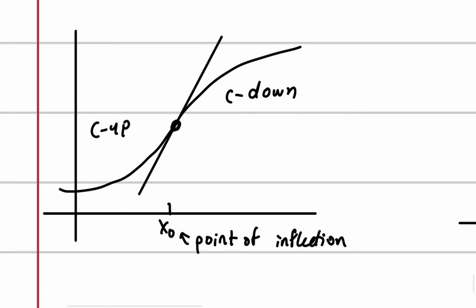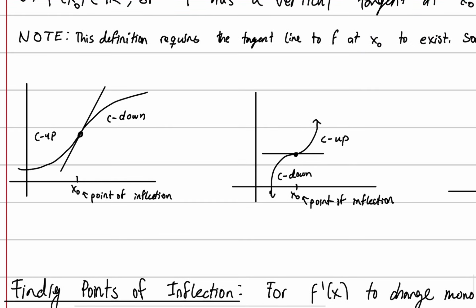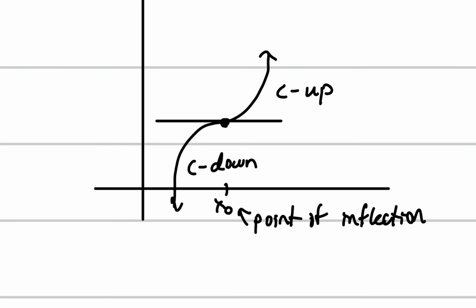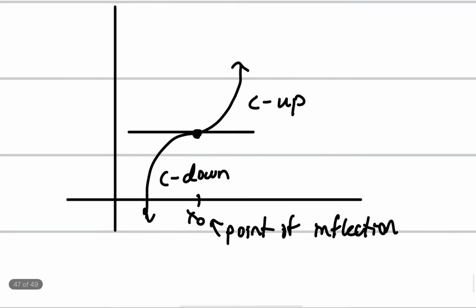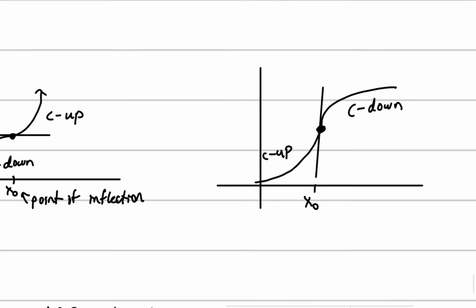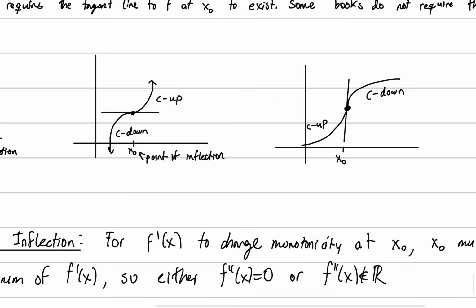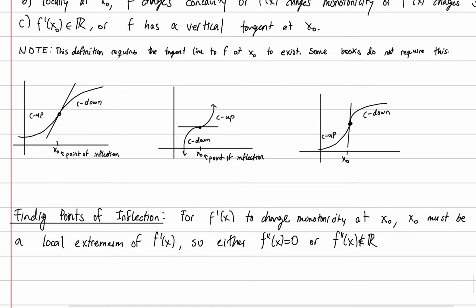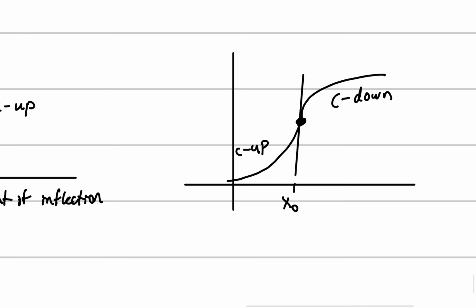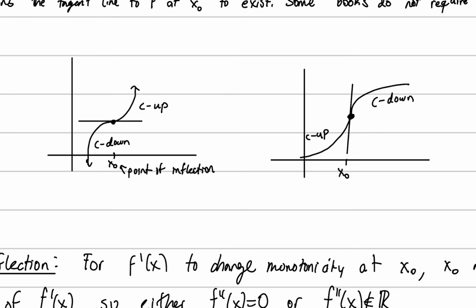So let's look at some points of inflection. X naught here, point of inflection, changes concavity. To the left, it's concave up, to the right, concave down. X naught, point of inflection. To the left, it's concave down, to the right, it's concave up. Here, x naught is a point of inflection, right? To the left, concave up, to the right, concave down. And even though it's not differentiable technically, it has a vertical tangent, which satisfies the definition.